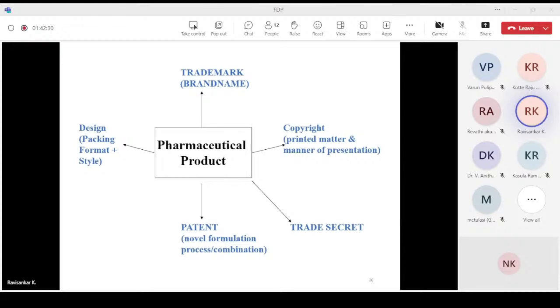So when I say a pharmaceutical product, these are the different types of IPR involved in a pharmaceutical product. When the brand name is created, we should protect that brand name using a trademark. The packing and style of the blisters or tablets, we can protect under designs. The printed matter and manner of presentation of the package, leaflet or label can be protected under copyright. The novel formulation or process or combination can be protected under a patent. If you don't want to disclose the information, we can keep it as a trade secret.